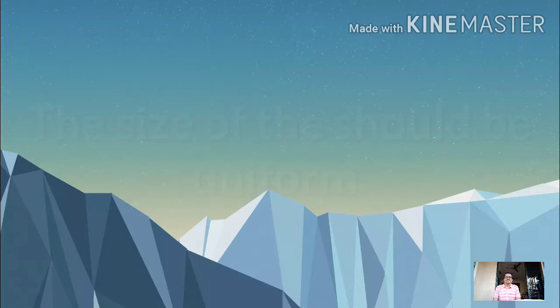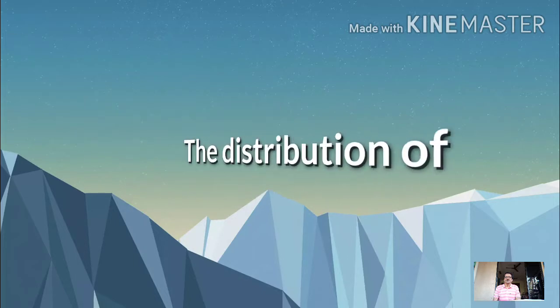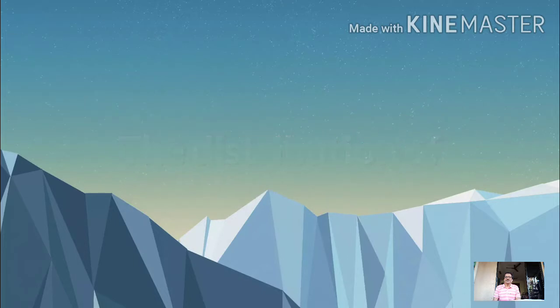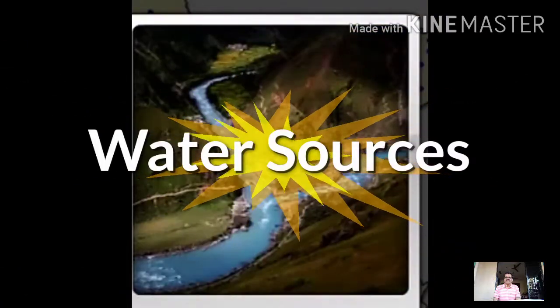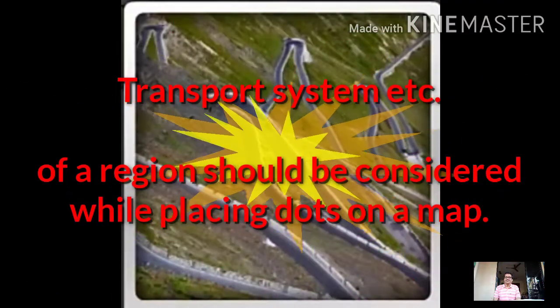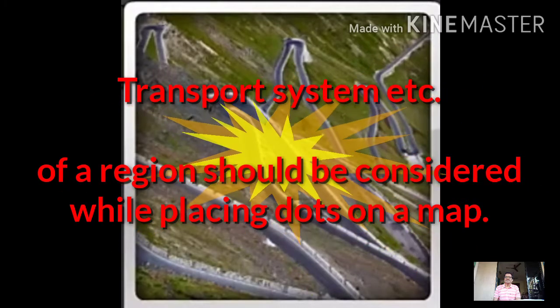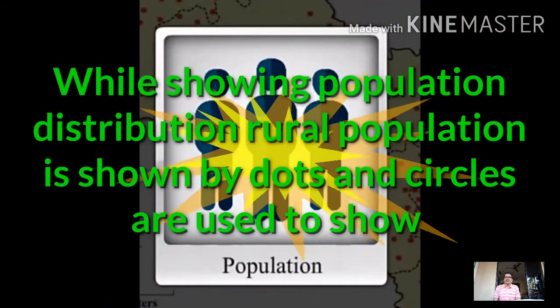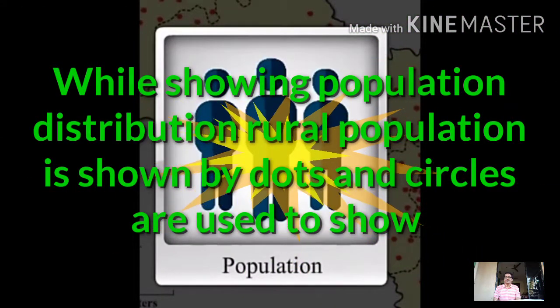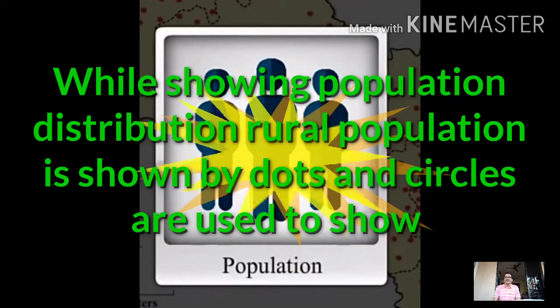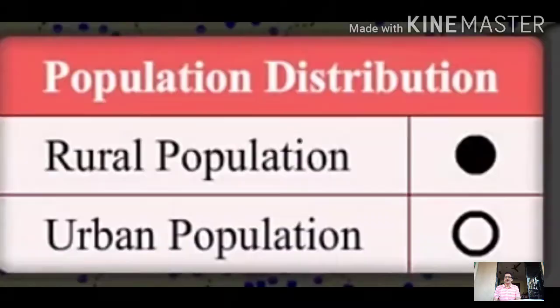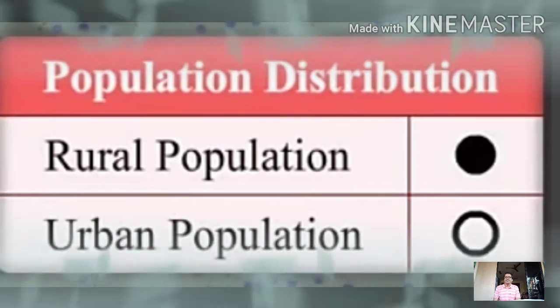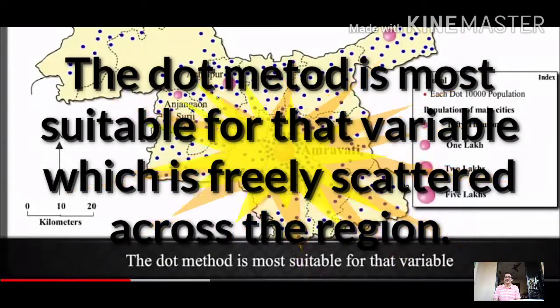First one, the size of a dot should be uniform. Second, the distribution of physiography, water sources, transport system, etc. of a region should be considered while placing dots on a map. Third one, while showing population distribution, rural population is shown by dots and circles are used to show urban populations. The dot method is most suitable for a variable which is freely scattered across the region.